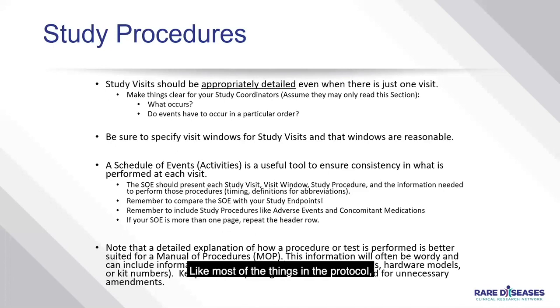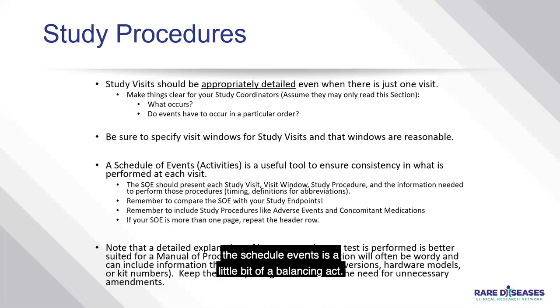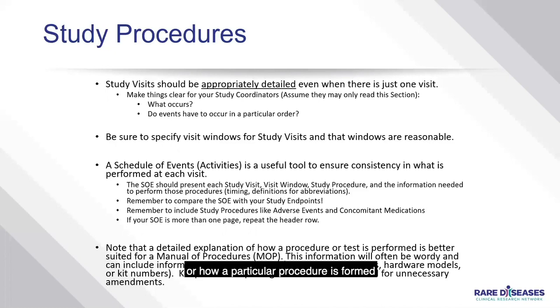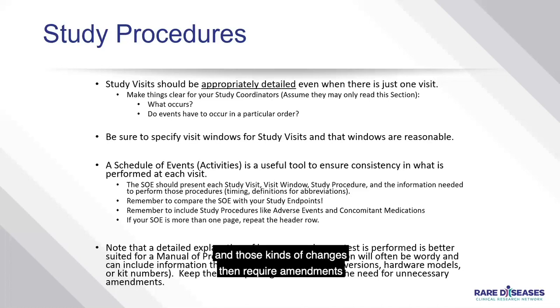Like most of the things in the protocol, the schedule of events is a bit of a balancing act. You want to provide a detailed explanation of what's occurring, but the specifics on how a particular test or procedure is performed will be better suited for your manual of procedures or manual of operations. The reason is that this information is often very wordy, or it will change frequently, whether due to software versions, hardware models, or kit numbers. And those changes then require amendments that aren't really important.